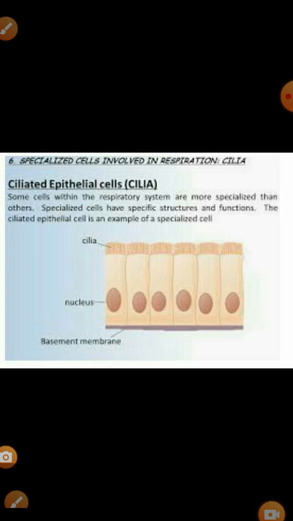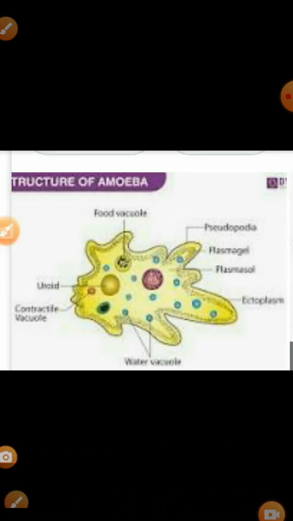So now we are talking about unicellular and multicellular organisms. What are these? Uni means one, as you know. Unicellular organisms are those organisms which are either simple plants or simple animals. They have only one cell, just like the example here, amoeba. It has only one cell.